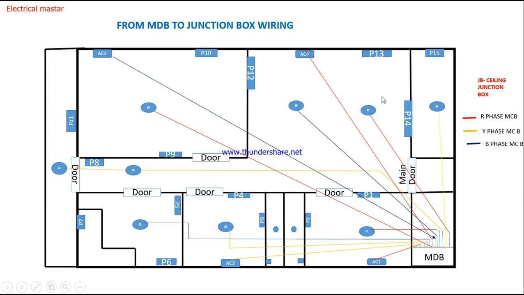So like that, each phase I split the house wiring, so the loads will also be distributed equally. Similarly, I take another R phase supply connected to the individual ACs, AC1, AC2, AC3 and AC4. Like that, you first have to do the wiring to the JBs.